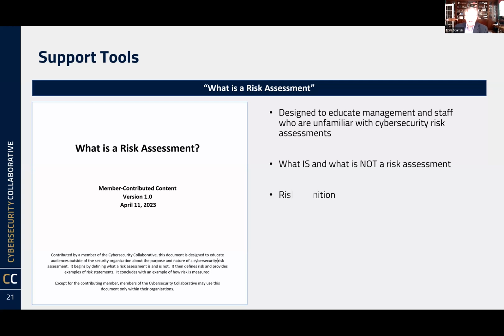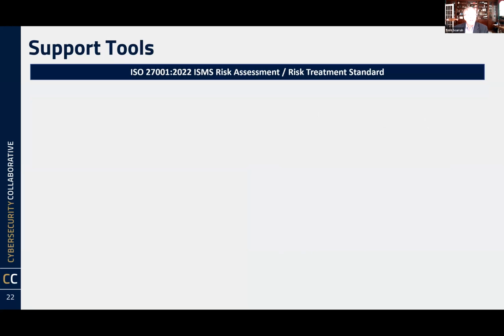It talks about what it is and is not. It defines risk, shows some examples of risk statements, and shows how risk is measured. It's only two or three pages, but it's a good read. Again, if you as a CISO or a risk security professional are trying to engage stakeholders and management in this process, this is a good place to start.